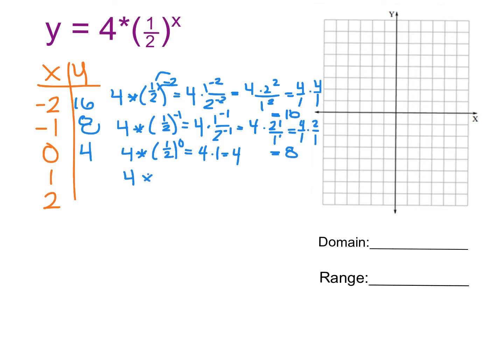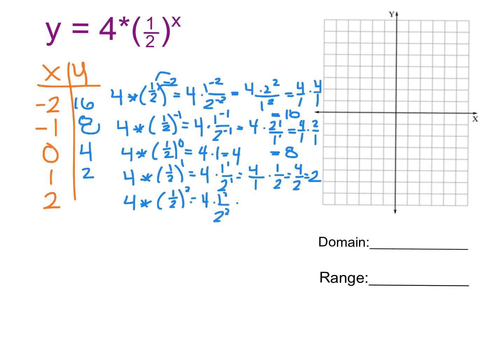I then have 4 times 1/2 to the first power, so that's 4 times 1 to the first over 2 to the first. So here we have 4 over 1 times 1 over 2, which is 4 over 2, which is 2. And lastly, 4 times 1/2 to the power of 2, so it becomes 4 times 1 squared over 2 squared, which is 4 over 1 times 1 over 4, because 1 squared is 1, 2 squared is 4. So we get 4 over 4, which is 1.